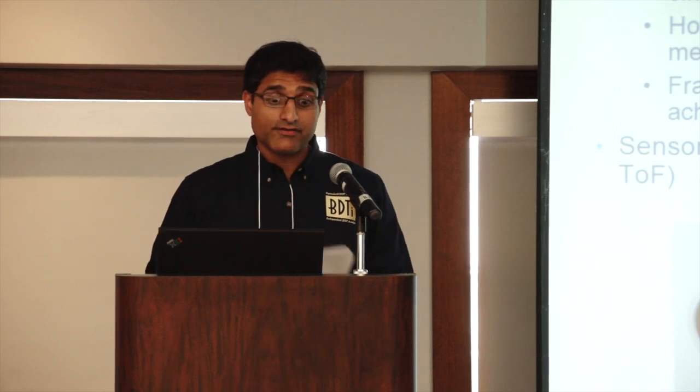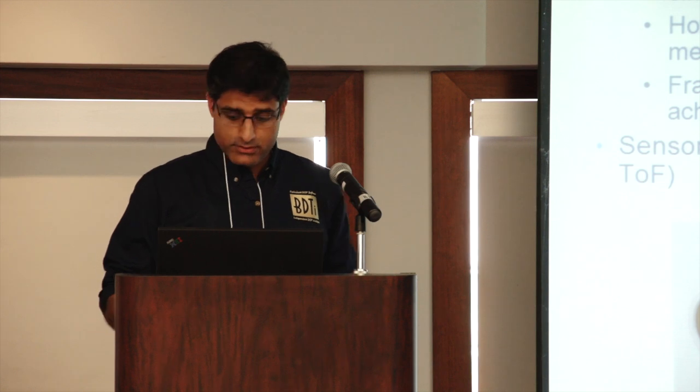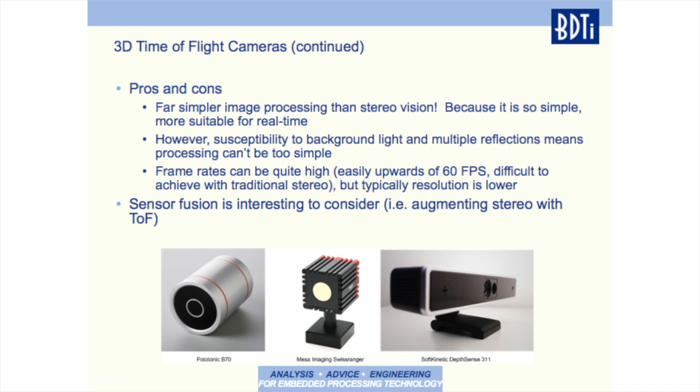So what are the pros and cons of 3D time-of-flight cameras? The image processing underlying all of this is much simpler than stereo. And because it's so simple, it's probably more suitable for real time. But because of background light and also multiple reflections, the processing can't be too simple. Nevertheless, the frame rates can be very high, easily upwards of 60, 100 frames per second, which is difficult to achieve with traditional stereo. The resolution, however, is usually lower than stereo.